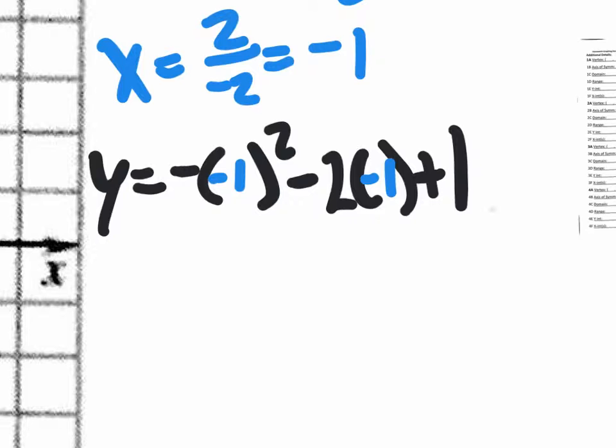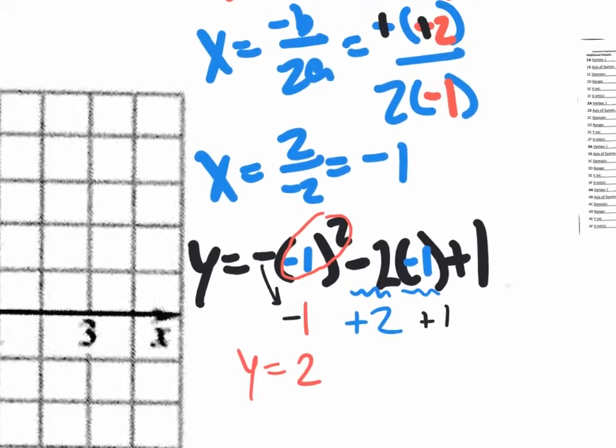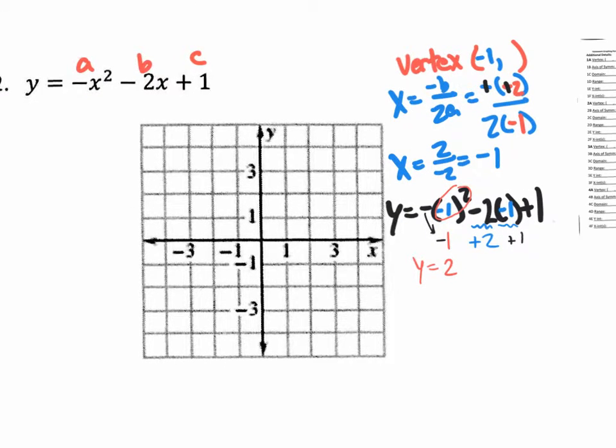Exponents first. So please do the negative 1 squared, which gives you what? Positive 1. And then what about that negative sign in front? You could just bring it down. So that's really a negative 1, not a positive 1, okay? And then when we go negative 2 times negative 1, that's positive 2. And then you bring down the plus 1 at the very end. And it's just a question of adding and subtracting here. Negative 1 plus 2 is 1, and 1 plus 1 is 2. So the y value is really 2. Let me zoom out. So the vertex y value is 2. So negative 1, 2 is the vertex.